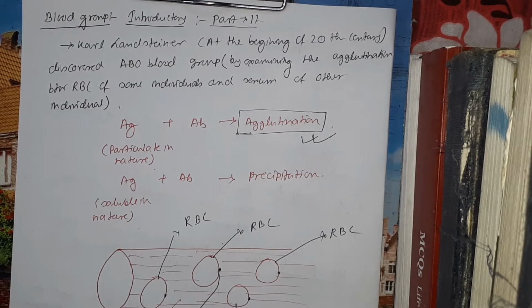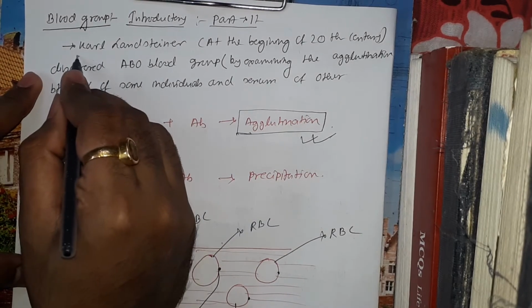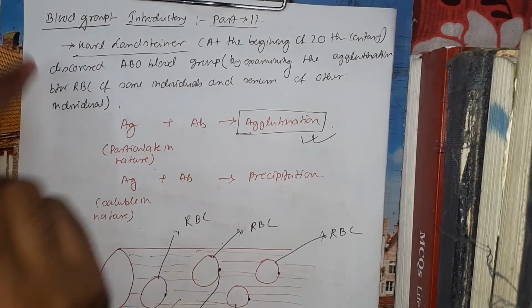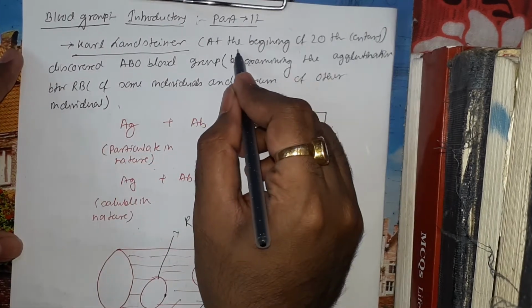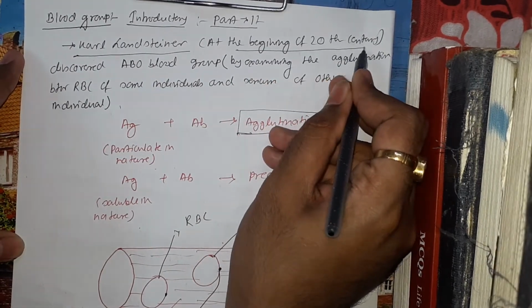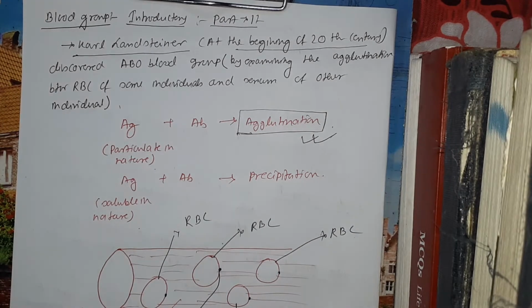So who first discovered this ABO blood group? ABO blood group was first discovered by scientist Karl Landsteiner. He discovered the ABO blood group at the beginning of the 20th century by examining the agglutination reaction between the RBC of some individual and the serum of another individual.